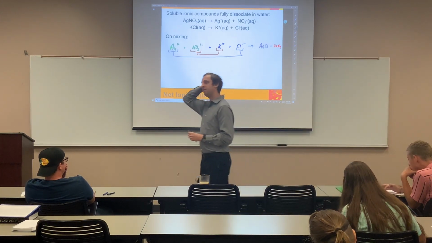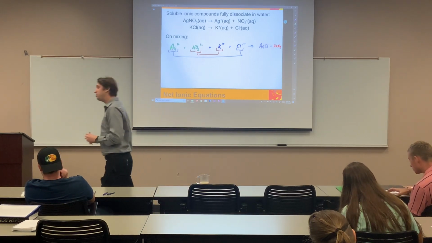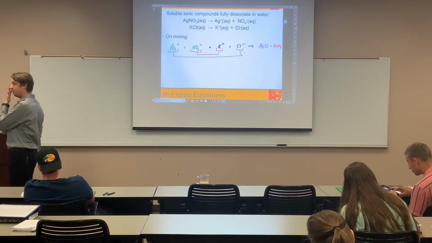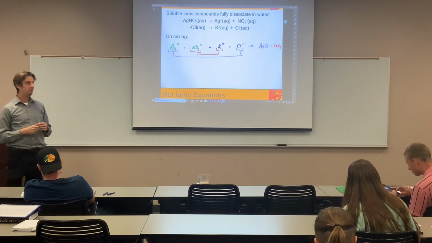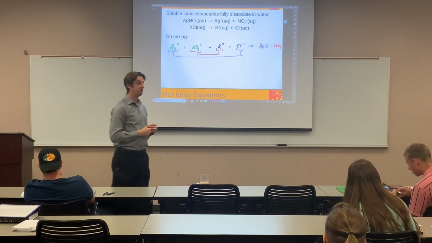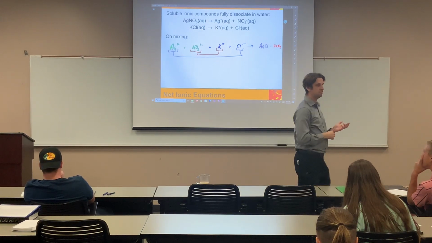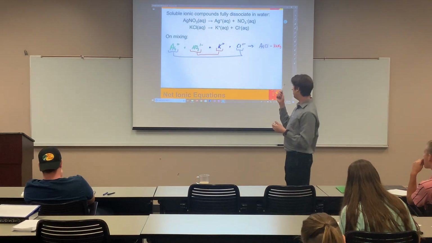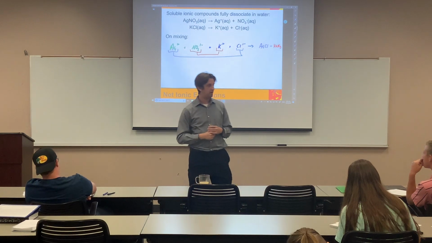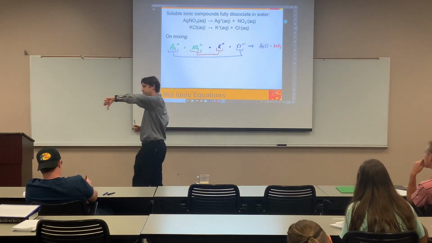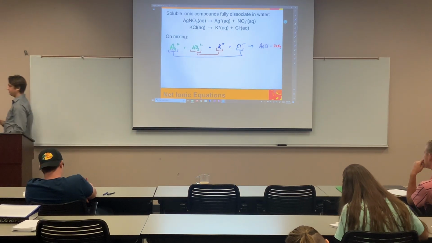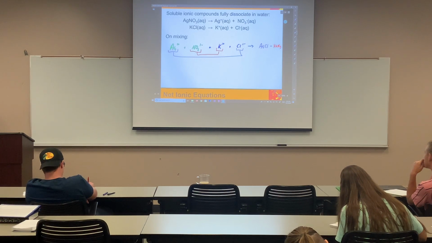What does the table say? Most chlorides are soluble, with the exception of what? Silver, mercury, and lead, right? So what do we make? Silver chloride, right? Is that going to be soluble? Nope. So that's going to precipitate out.